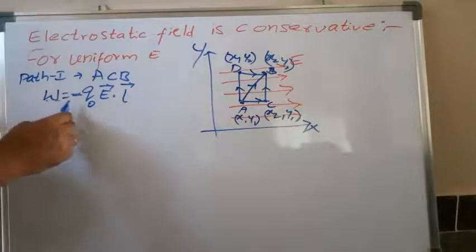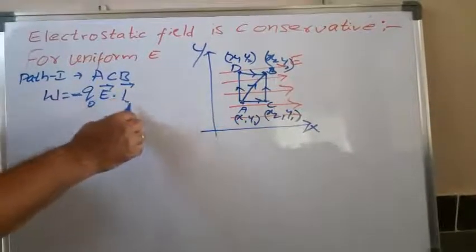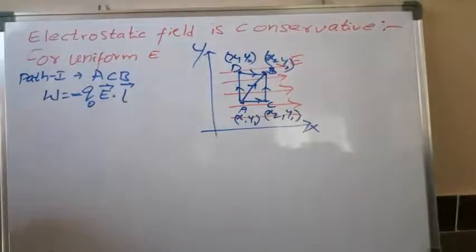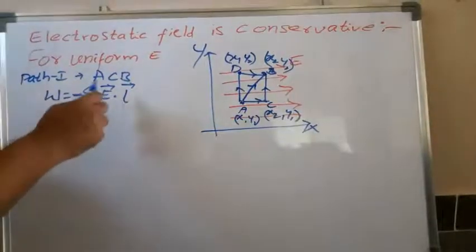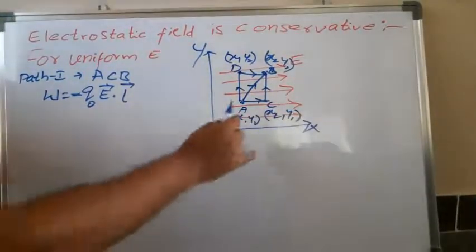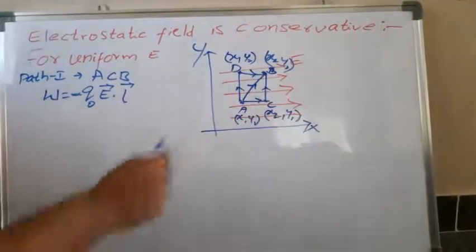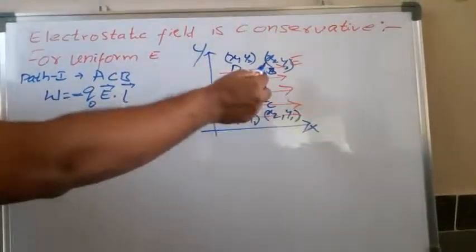Okay, we know W is equal to F dot S, so minus Q naught E is the external force, and let us say L is the displacement. Now we will see for path ACB. If you observe path ACB, AC is along the field direction and CB is perpendicular to the field direction.